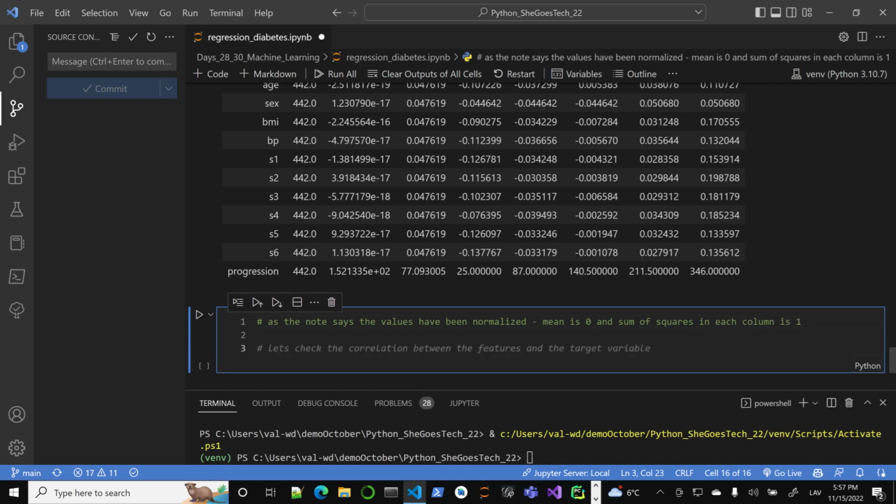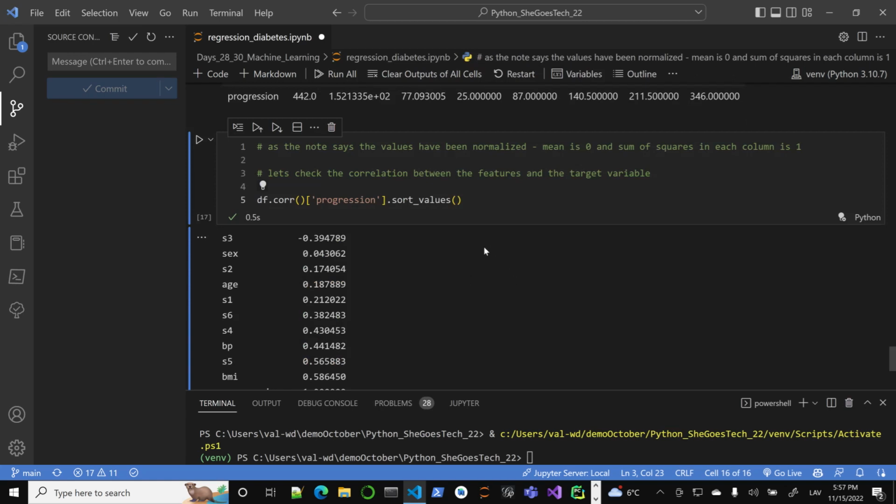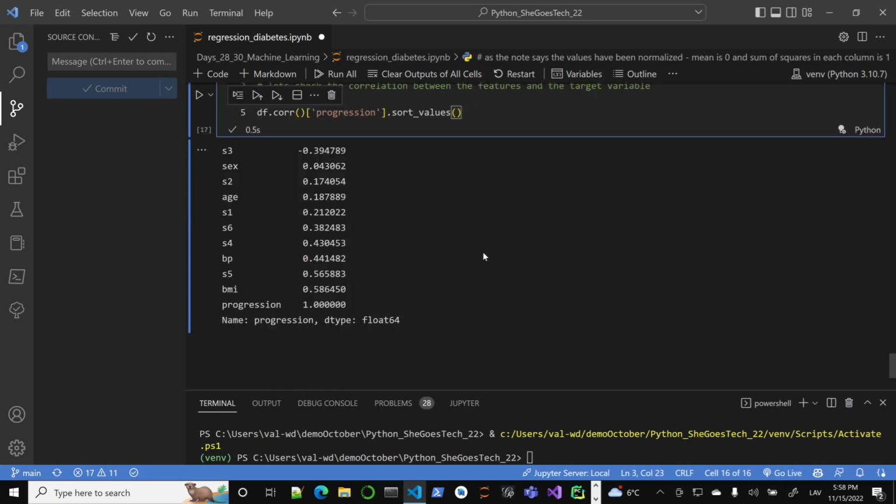All right, but why is this done? In this way, we can do some correlations, of course. Let's do some correlations with progression. Let's sort values, right? So let's do that. Okay, so what does this mean? How do we interpret this data?